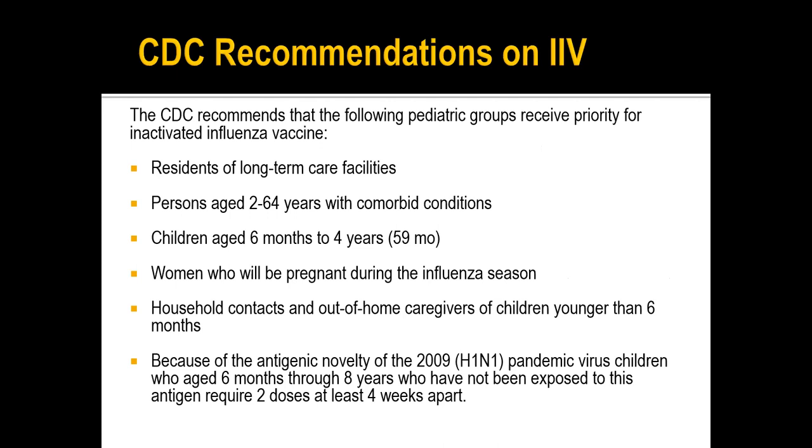So the CDC recommendations for injectable influenza vaccine are mainly for high-risk groups who are in long-term facilities, the age group between 2 to 64 years with comorbid conditions, children aged 6 months to 4 years, and women who will be pregnant during the influenza season, and contact households of the home caregivers. If the patient has not received the vaccine during the time of H1N1 2009, they have to get two doses at least 4 weeks apart, because this has got a different structure. So if they are not exposed to this, they should get two doses.